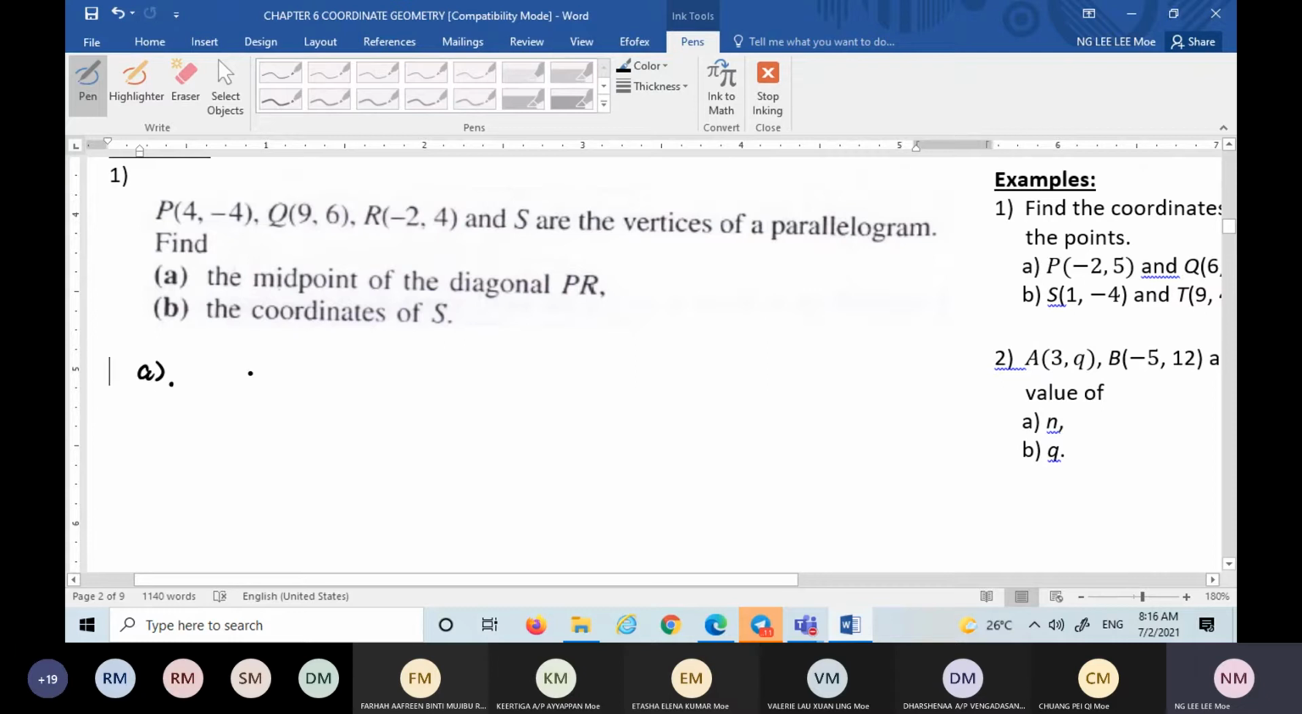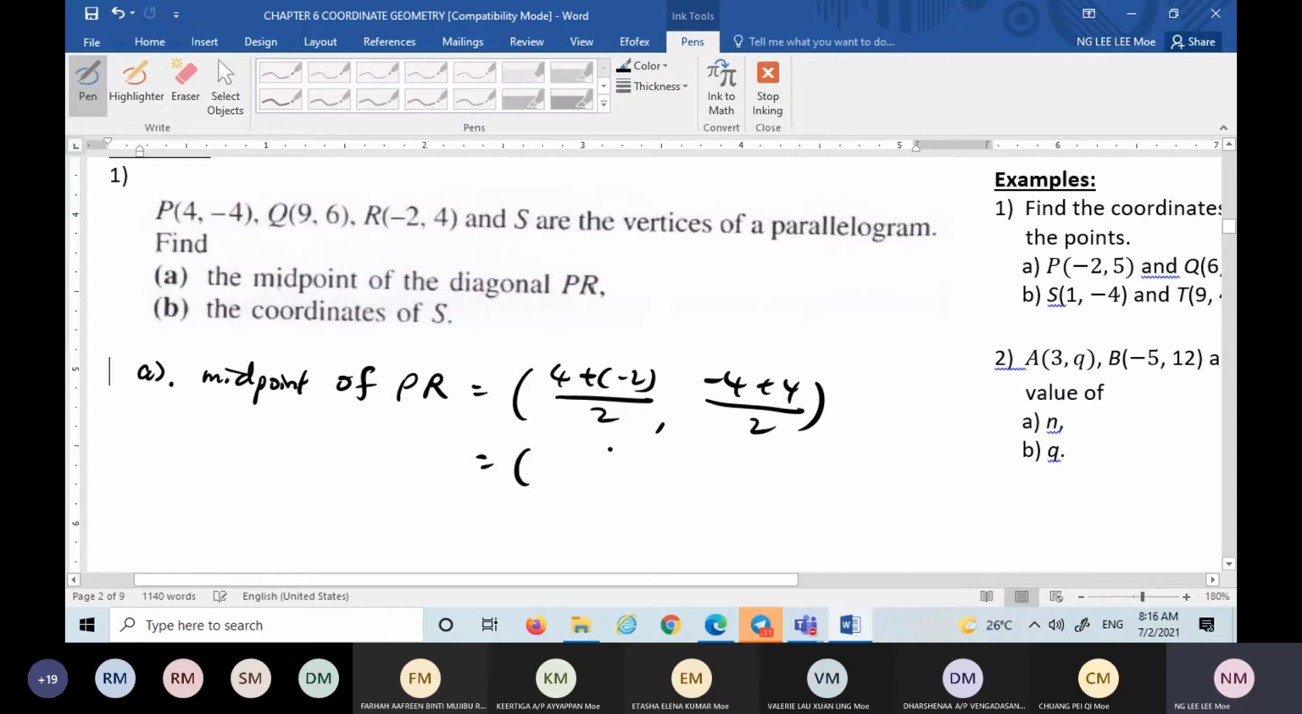Okay, part A. We find the midpoint of PR first. PR will be the diagonal. P is 4 for the x coordinate, and R is -2, so divide by 2 for the midpoint. Now the y coordinate is -4 and 4, divide by 2. So 4 minus 2 is 2, 2 divided by 2 is 1. 4 minus 4 is 0. So this is (1, 0).